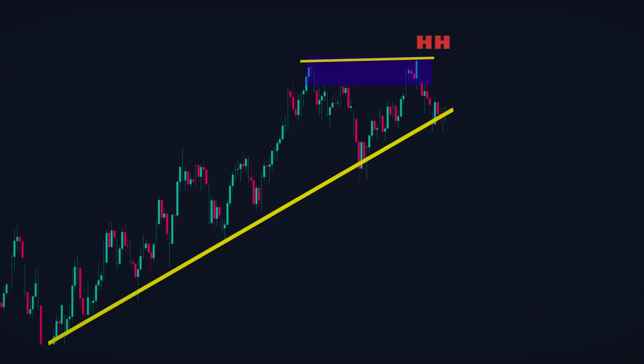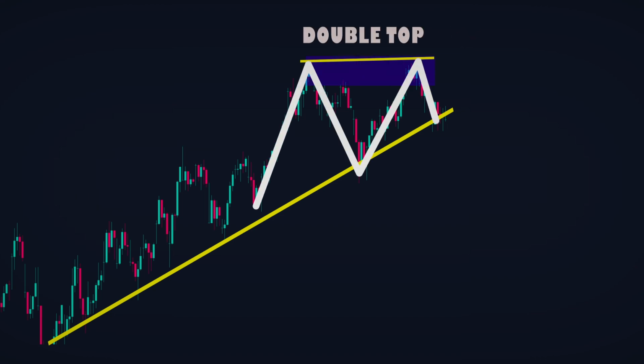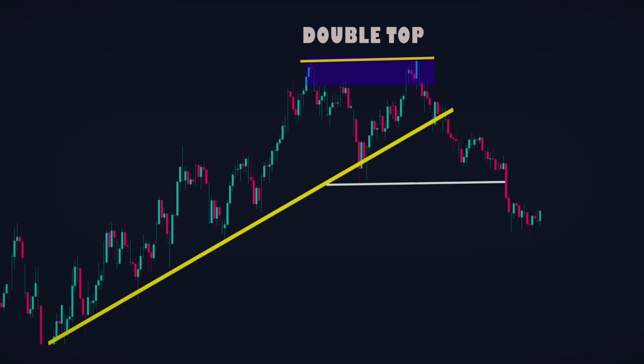At the resistance level, the price has formed a double top pattern. This is a sign of momentum loss and also a reversal pattern. Now, we need to wait for the trend line to break. If it breaks, we can take a short position. The same method can also be applied to a double bottom pattern.